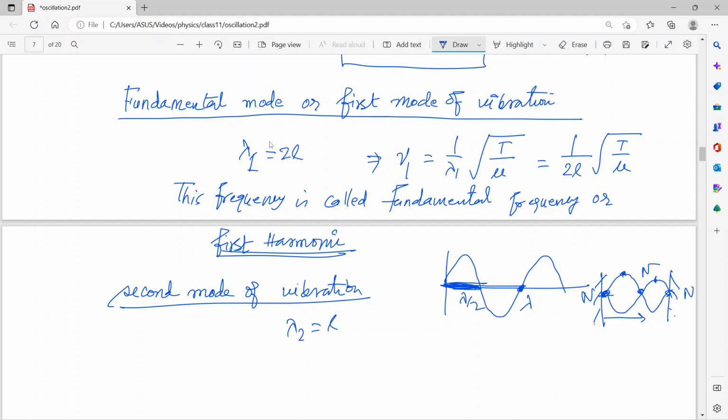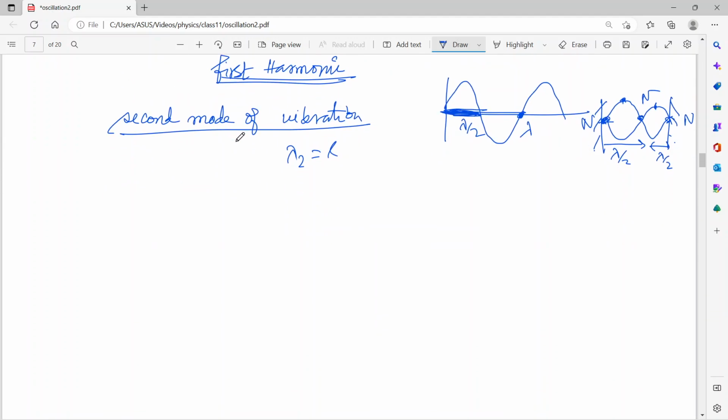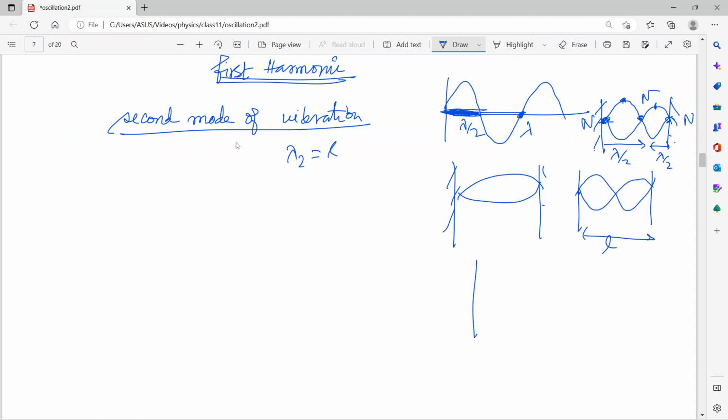So node to node, that distance is lambda by 2, and again node to node, this distance is lambda by 2. That means every time, initially there is only a single loop, that's why I have drawn it like that. The second time, the length is the same, but the waves are produced like that. The third time, the length is the same, but the waves are produced like that. That will happen every time because there is a reflection.